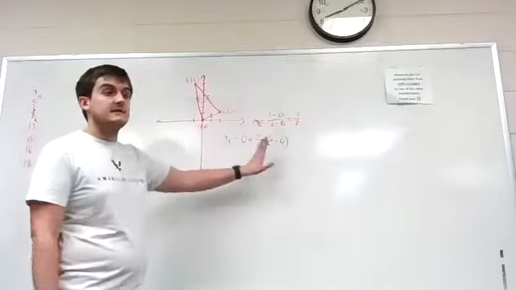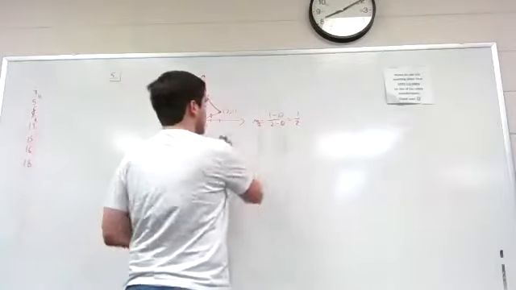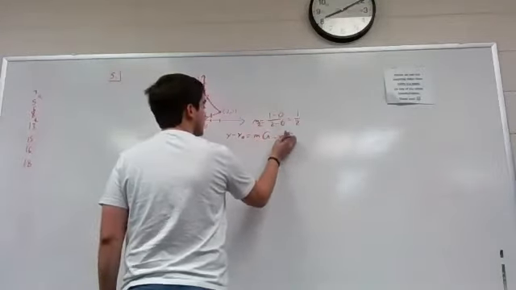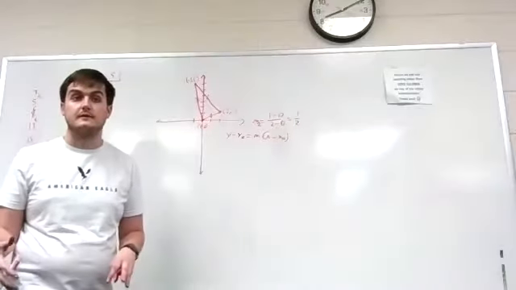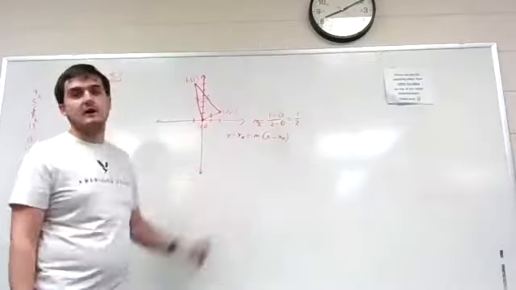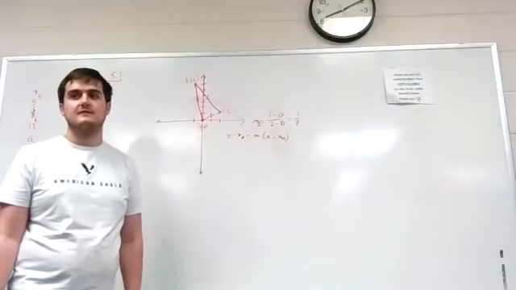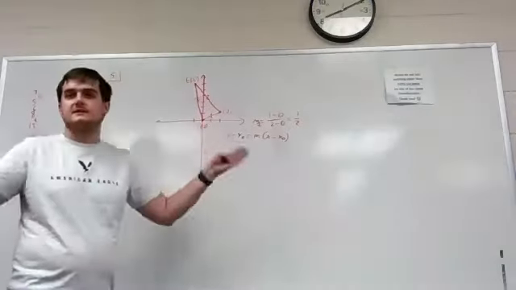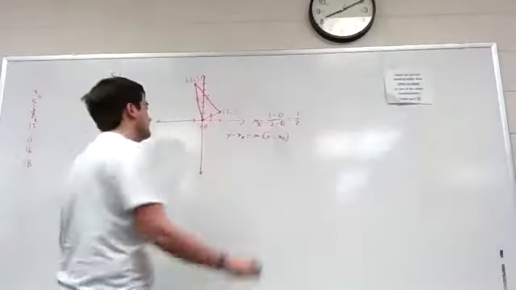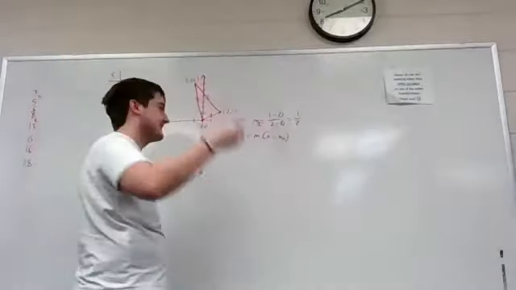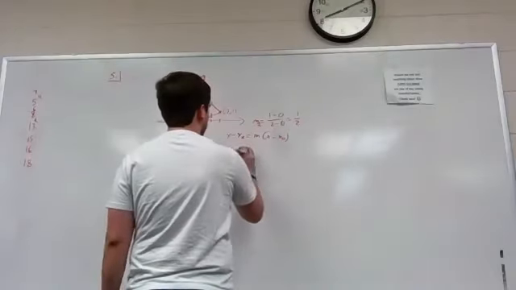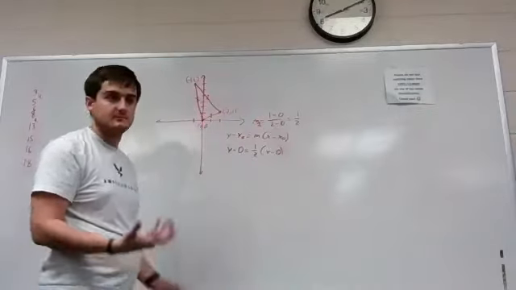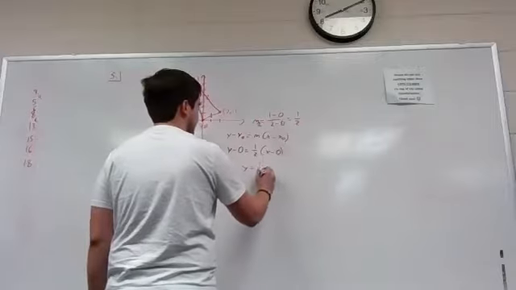Once I have that slope, we can use point slope form to get the equation. What x naught, y naught would you like to use? Just use 0, 0. So we do y minus 0 equals 1/2 times x minus 0, or y equals 1/2 x.